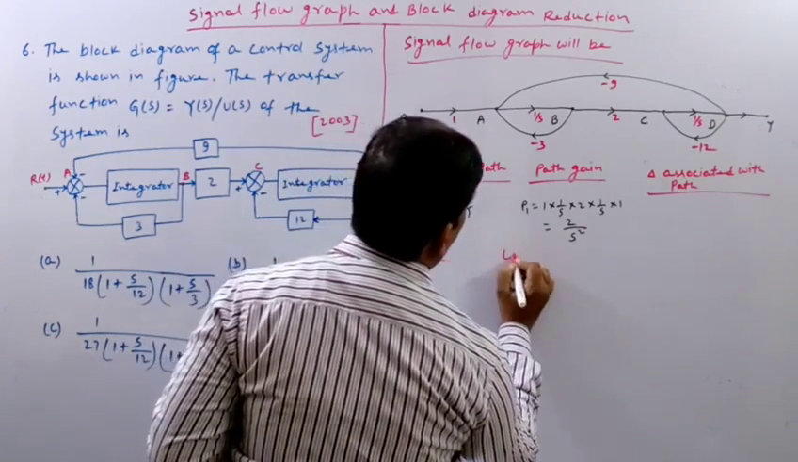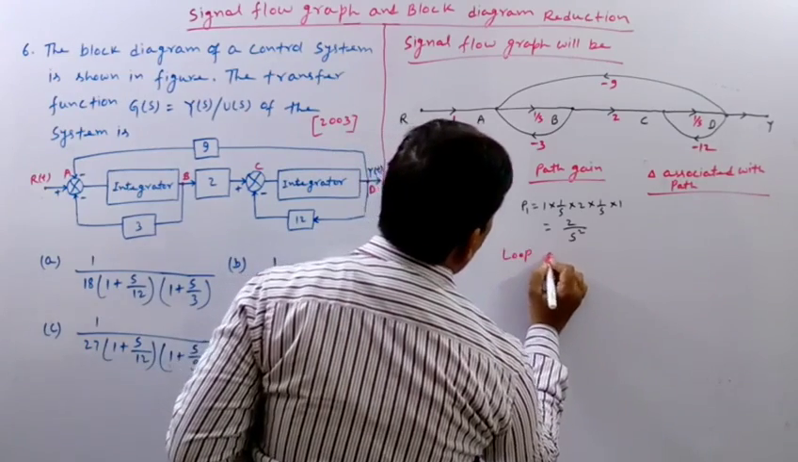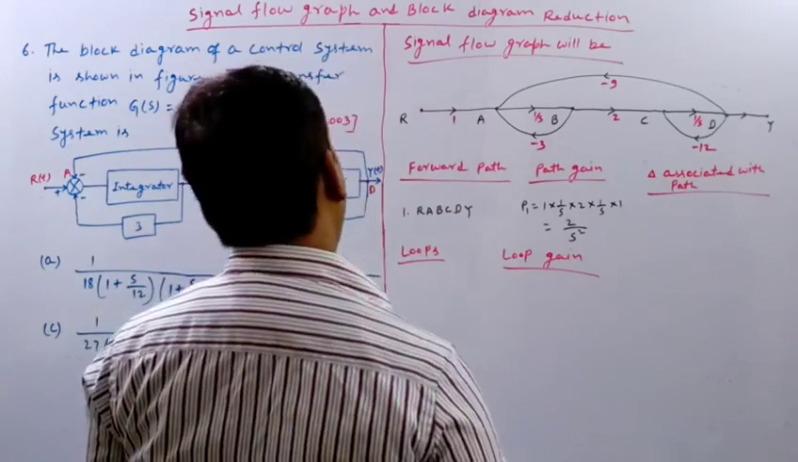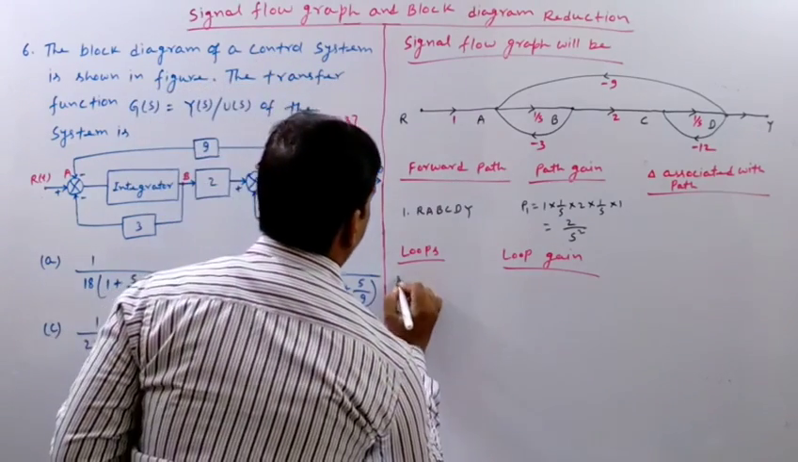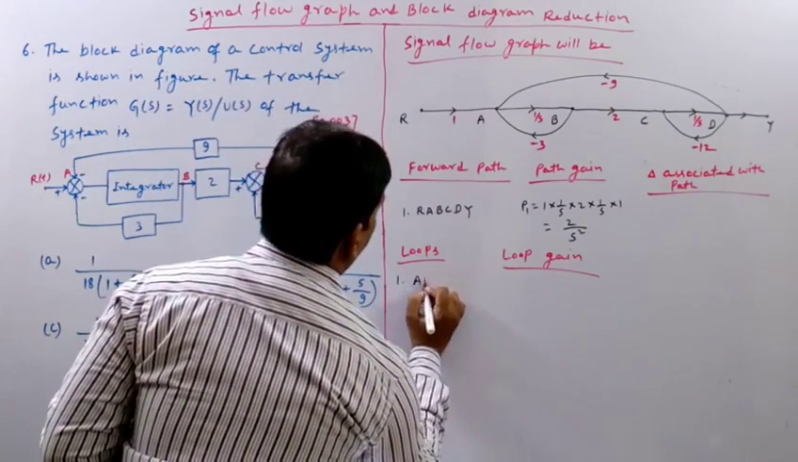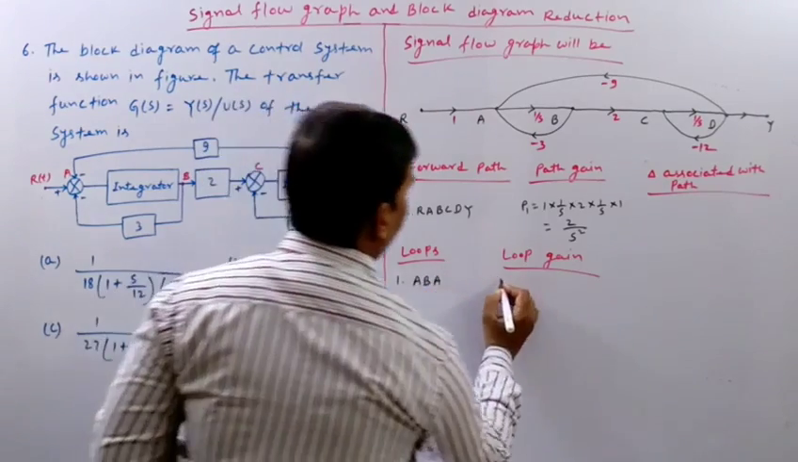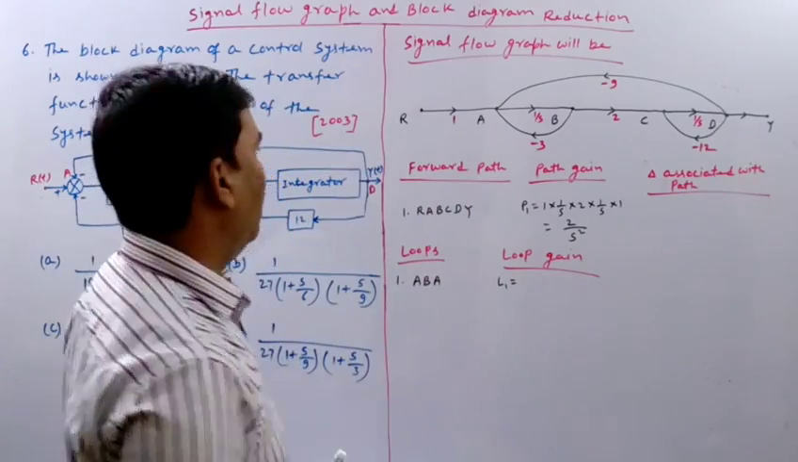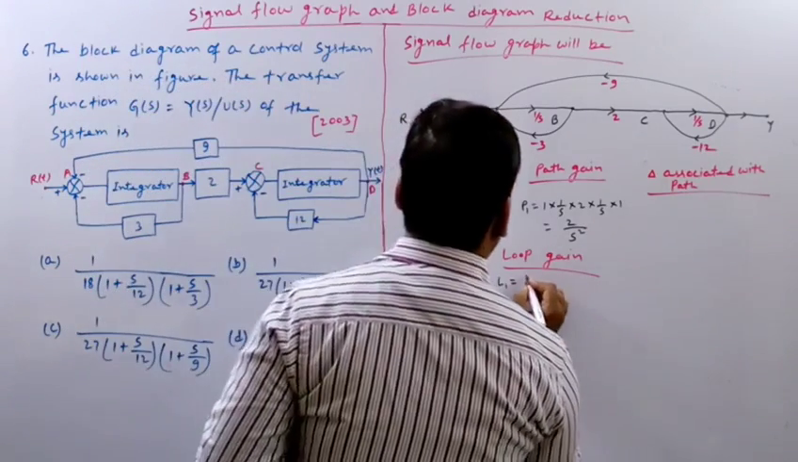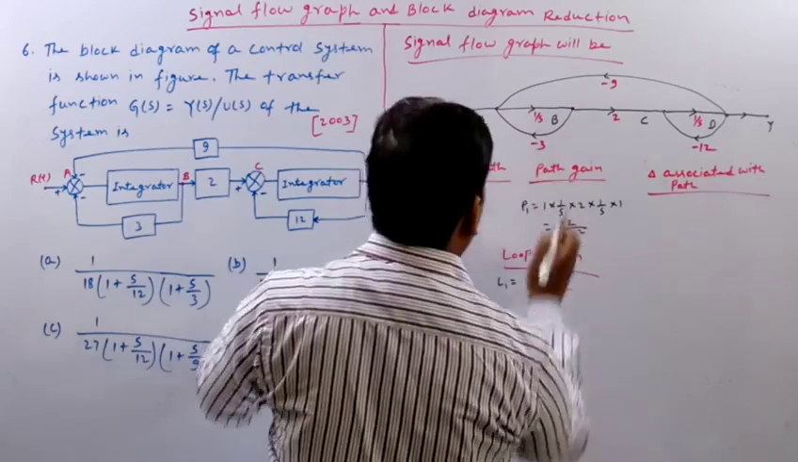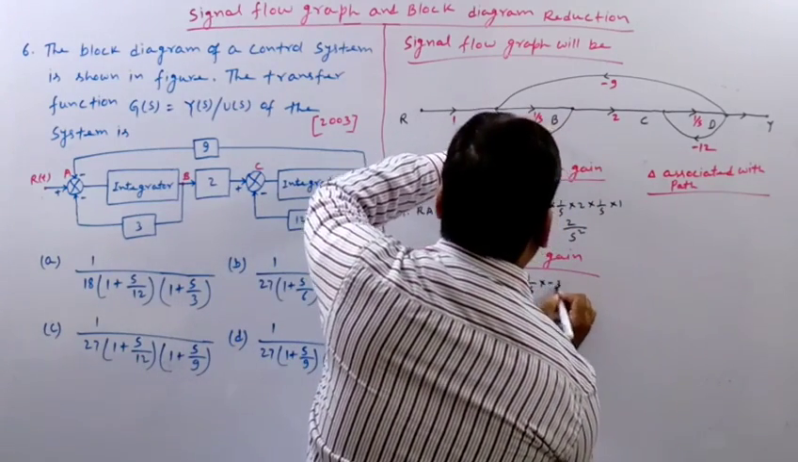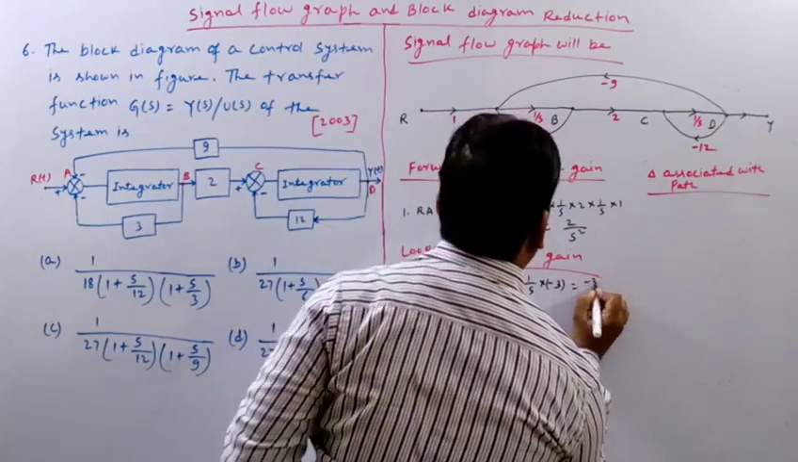Loop gain. So what are the loops? The first loop is ABA. Let me denote its loop gain by L1. So L1 will be nothing but ABA, 1 by S, the path gain of AB, multiplied by -3. So it will be -3 by S.